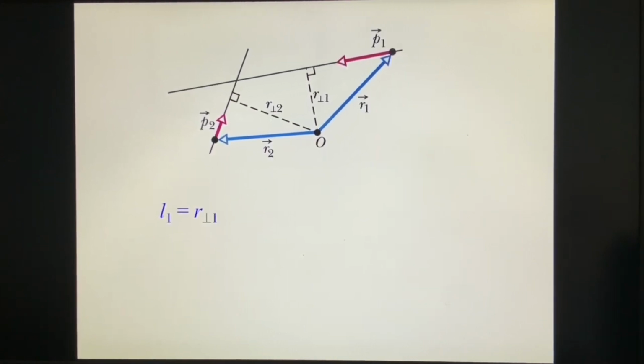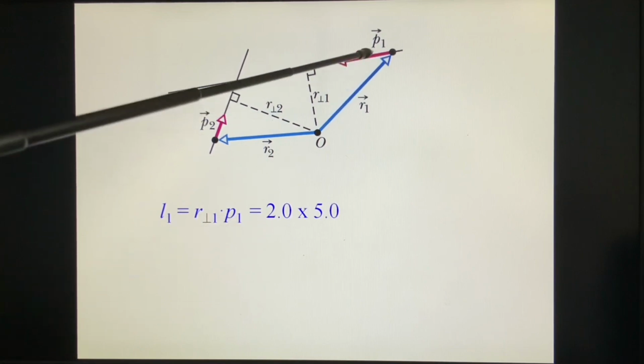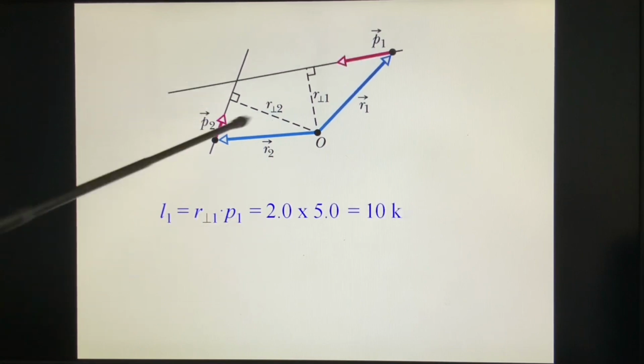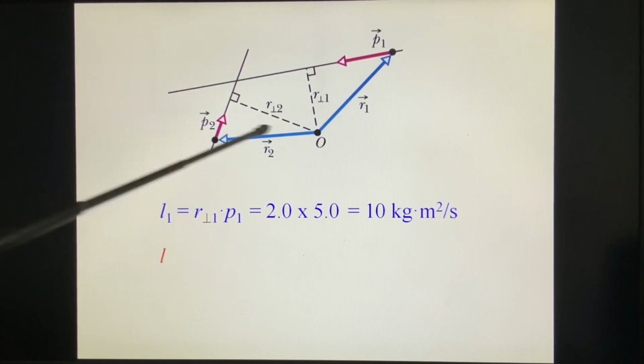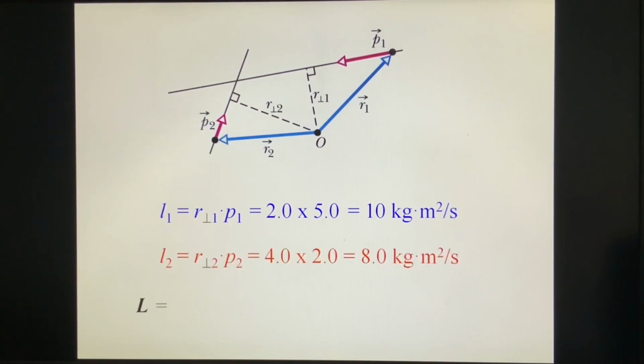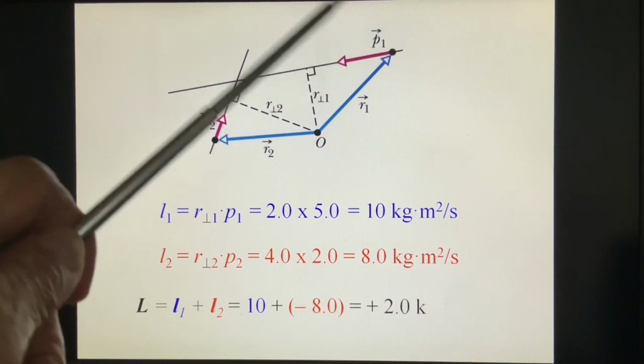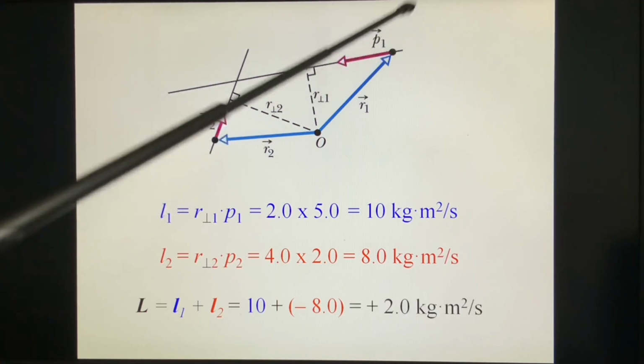It's very simple. Just put in the formula. L1 equals r perpendicular times P1. Everything is given. This is 2.0. This is 5.0. L2 equals r perpendicular 2 times P2. The only thing we have to notice is the direction. You see, r cross p, this is the outward direction.